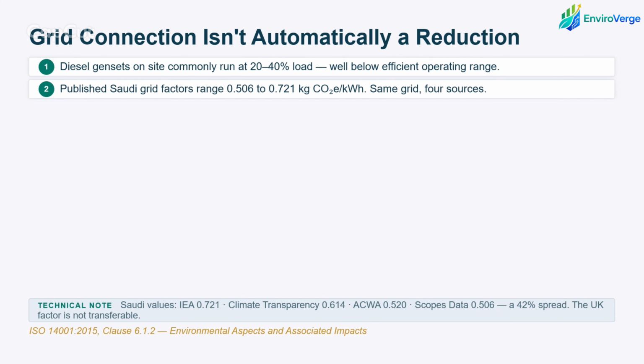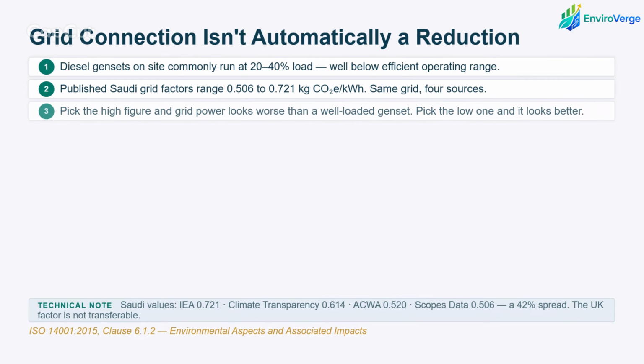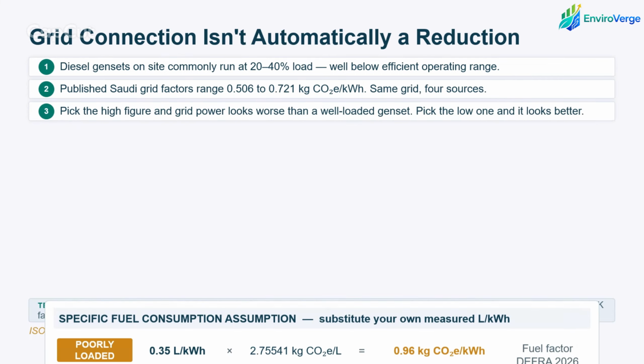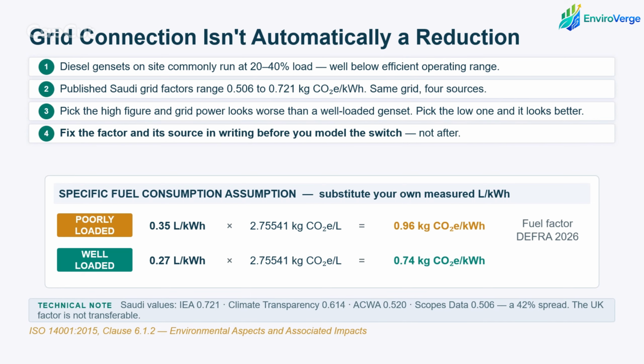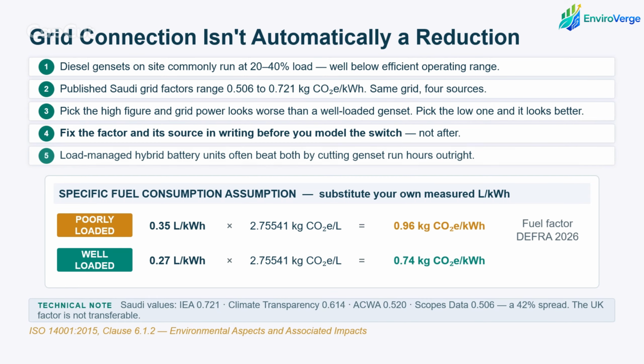That depends entirely on the grid. Published Saudi grid factors range from 0.506 to 0.721 kilograms per kilowatt hour. Same grid, 4 different published sources. Pick the high figure, and grid power looks worse than a well-loaded genset. Pick the low one, and it looks better. So fix the factor and its source in writing before you model the switch, not after someone challenges it. And often, the real answer is neither. A load-managed hybrid battery unit that cuts genset run hours outright.